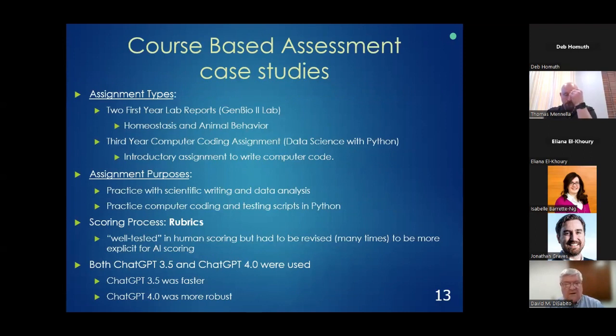So there were three instructor cases. Two were biology lab reports, written lab report cases, and one was a computer coding assignment. Rubrics were well tested by humans, but for AI, we needed to revise them many times to be more explicit for AI scoring. We used two different models in our case studies, ChatGPT 3.5 and 4.0. 3.5 is much faster and 4.0 is more robust.